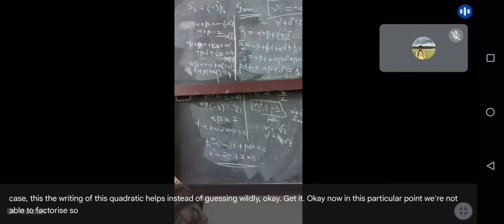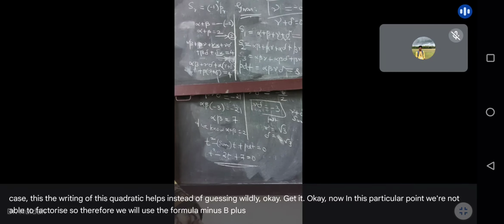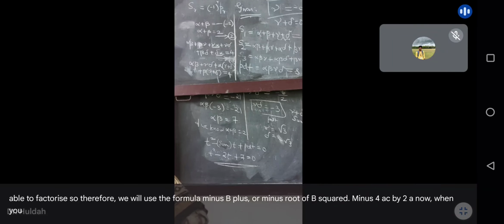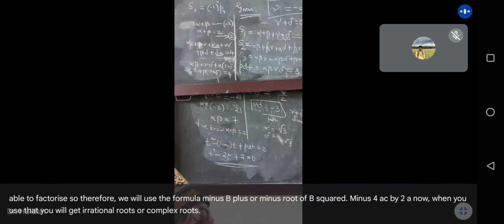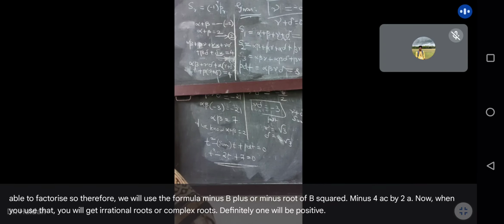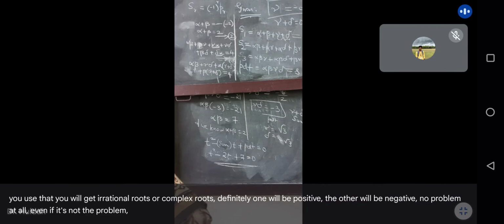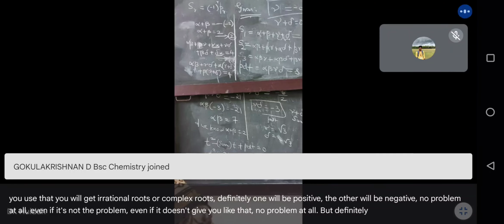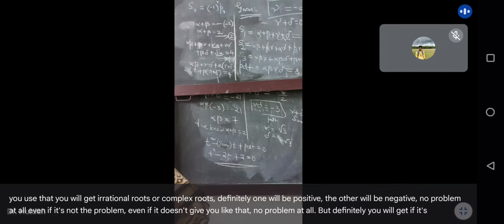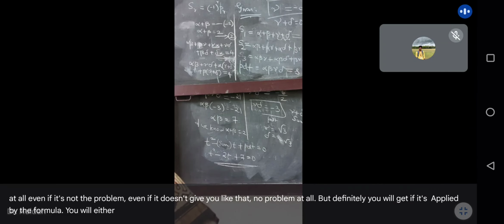So therefore, we will use the formula minus b plus or minus root of b squared minus 4ac by 2a. Now, when you use that, you will get irrational roots or complex roots. Even if it doesn't give you one positive and one negative root, no problem at all. But definitely, if you apply the formula, you will get either irrational roots or complex roots.